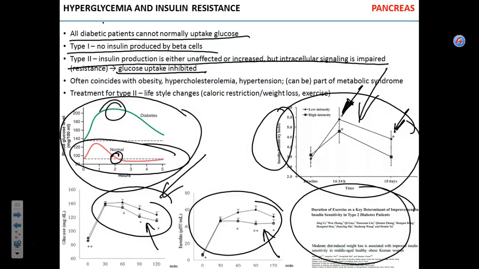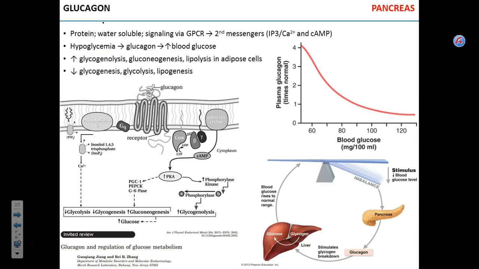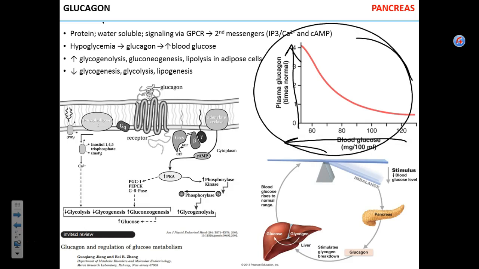We have glucagon to talk about. Glucagon will prevent the glucose uptake. You can see how decreased blood glucose elevates blood glucagon on this graph. It's a protein, a water-soluble hormone, and it binds to the receptor.